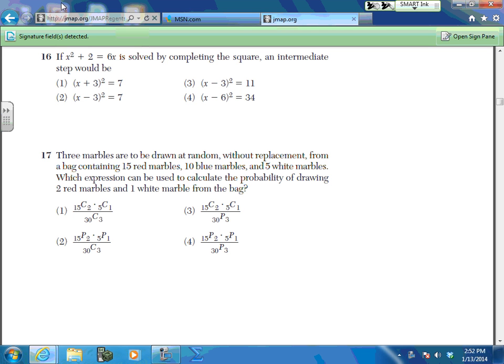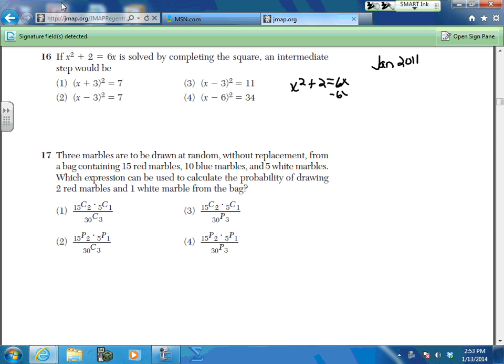Okay, we are continuing with January 2011. We left off at number 16. If you were going to solve this by completing the square, they want to know what one of your interim steps would be. So since they set it up this way, you want to pull your x's to one side.